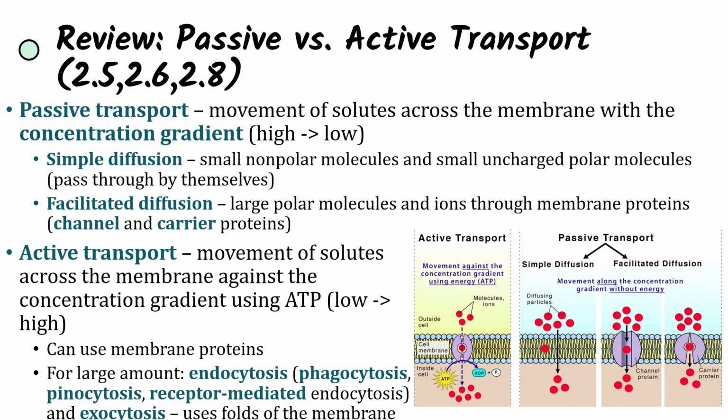Meanwhile, active transport is the movement of solutes across the membrane against the concentration gradient. This goes from a low concentration to a high concentration. So even though there is a small amount of solute on this side of the membrane and a lot on the other side, things are still going to be pumped to the side with a lot already there. And this is going to require ATP, cellular energy.